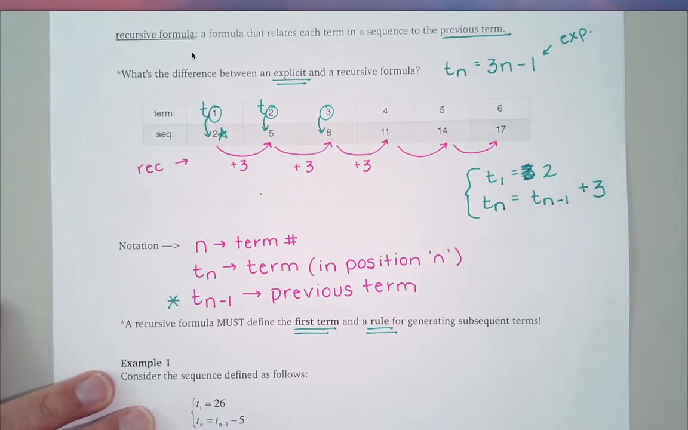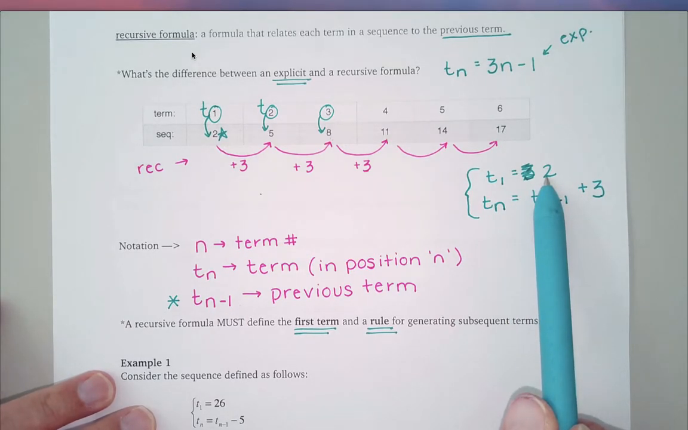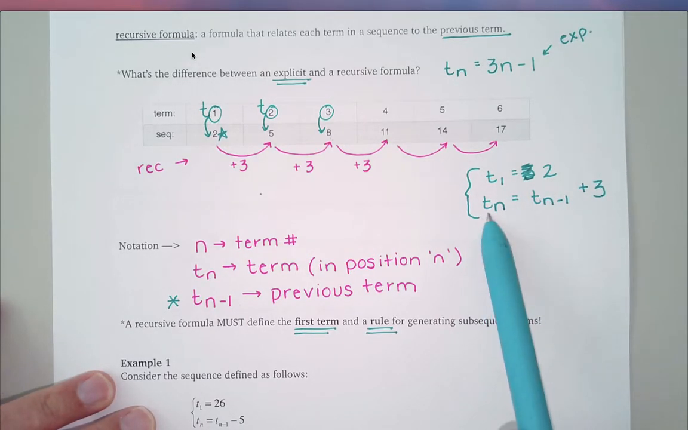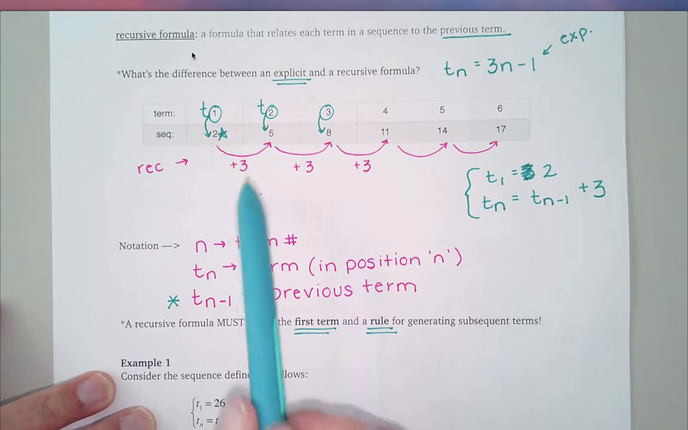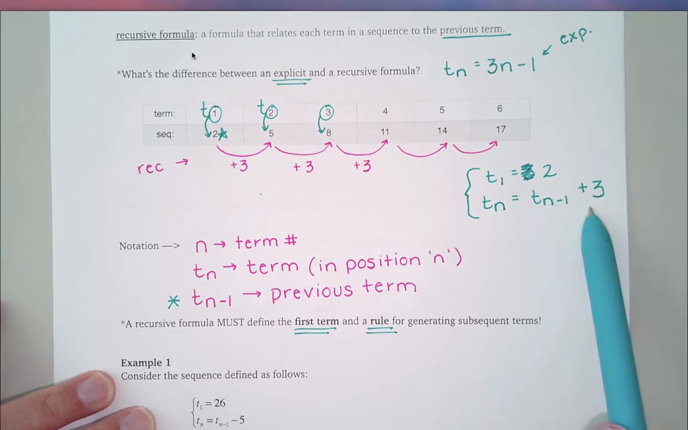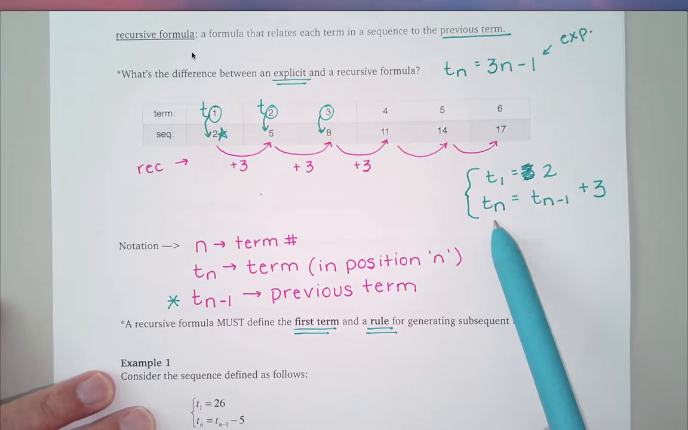Okay? So term 1 is 2. This is telling me where to start. And so when I want the next term, I'm going to take the term that came before it and add 3 over and over again. So this right here, this plus 3, that translated in right here. This is what recursive notation looks like.